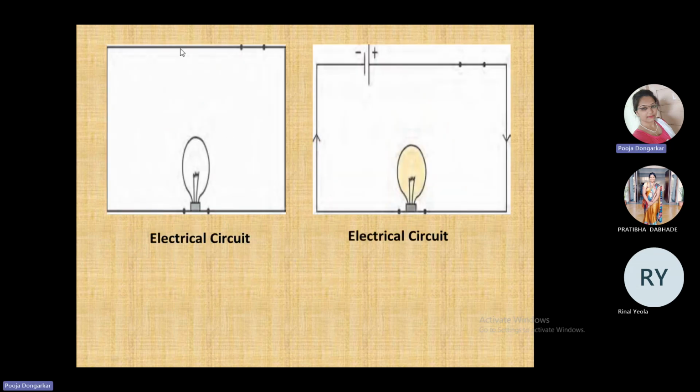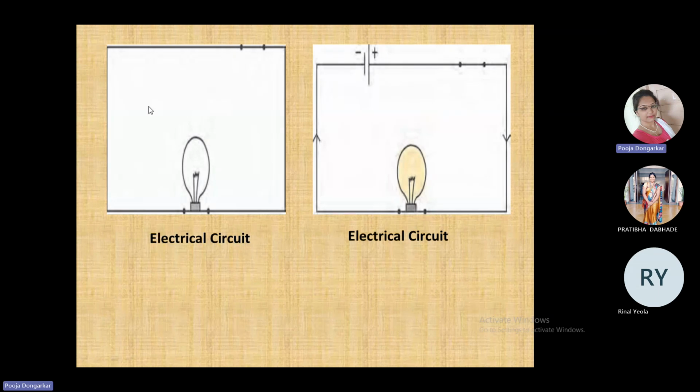First, you can see this diagram, the first diagram. This is a simple electric circuit. What do you observe in the first image? This is a closed electrical circuit. In the first picture, there are no positive and negative charges. In the second picture, there are anticlockwise and clockwise directions, and positive and negative charges in this circuit.